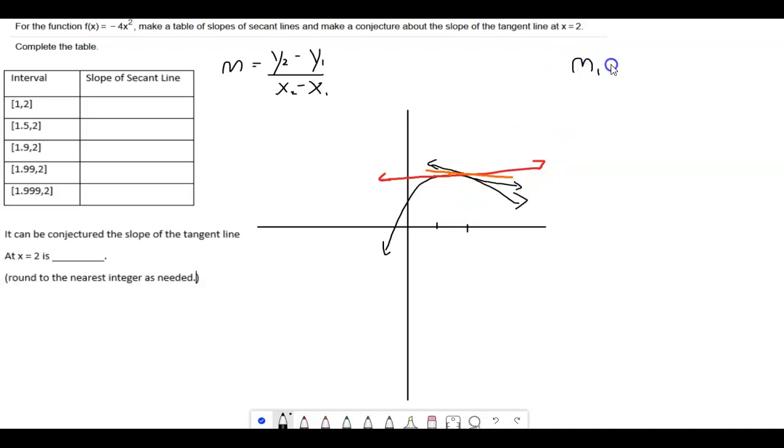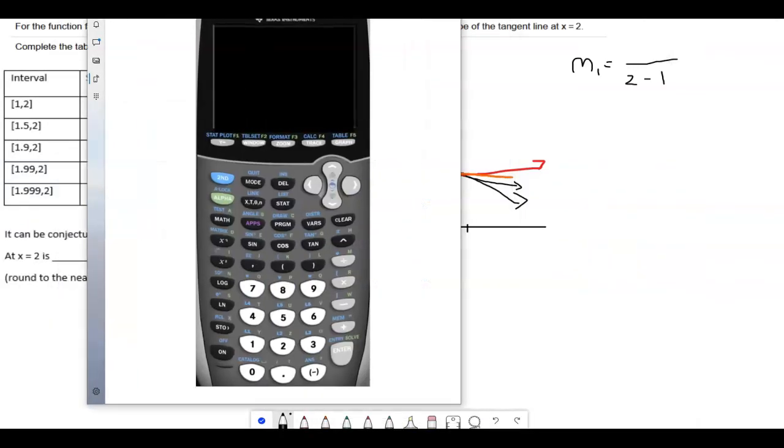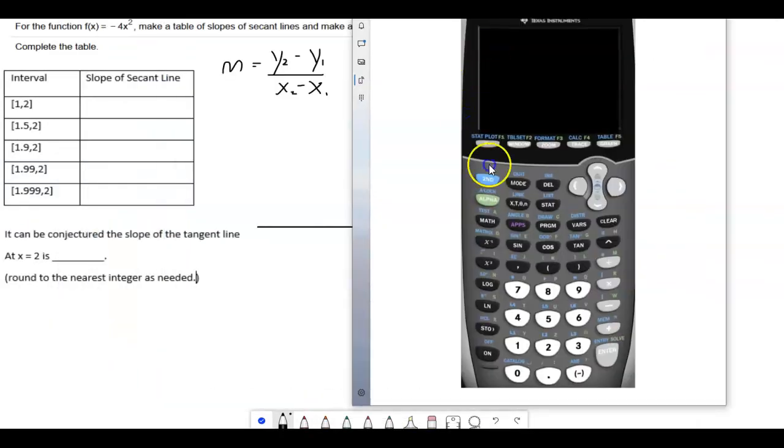M1, we're going to have 2 minus 1 on the bottom, because that's my x2 and that's my x1. And on the top, I'm going to go ahead and use my calculator.